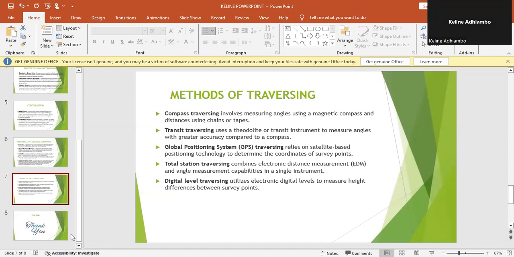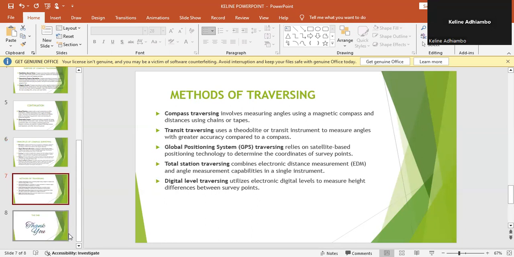Next, methods of traversing. The first method is compass traversing, which involves measuring angles using a magnetic compass and distances using chains. The second one is transit traversing, which uses a theodolite or transit instruments to measure angles with greater accuracy compared to a compass. The third point is global positioning system.